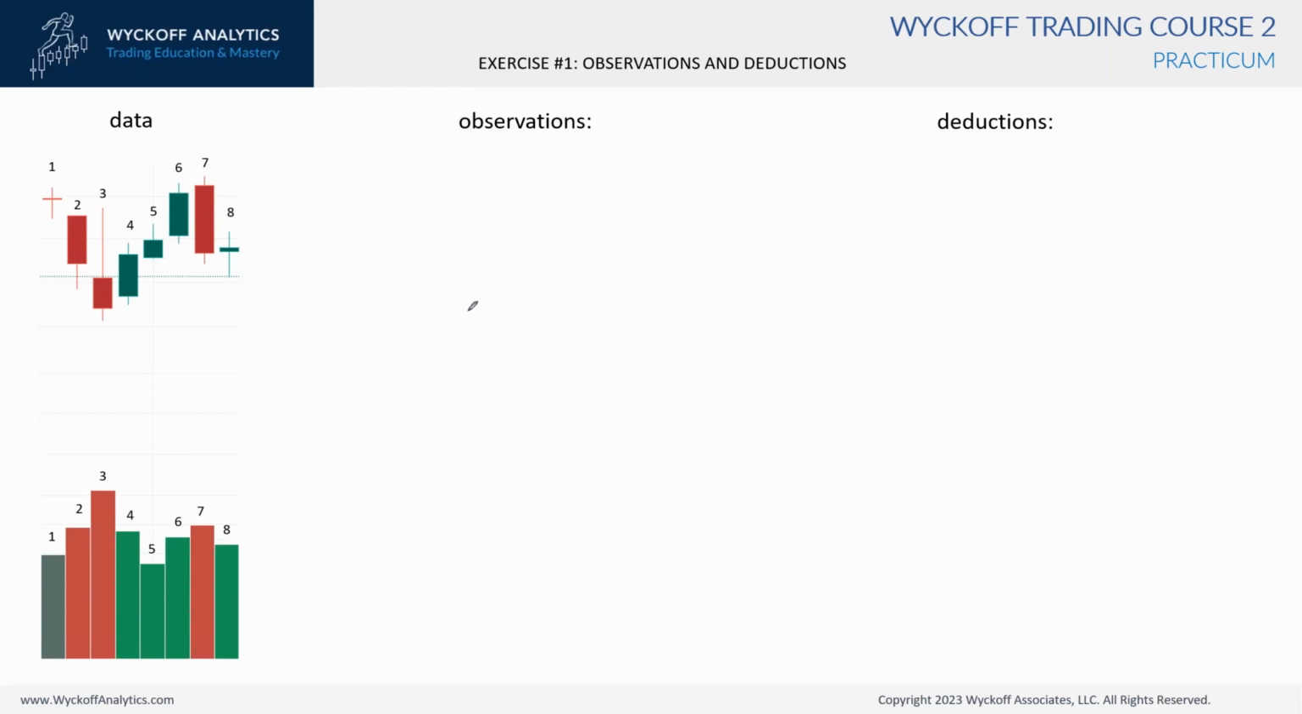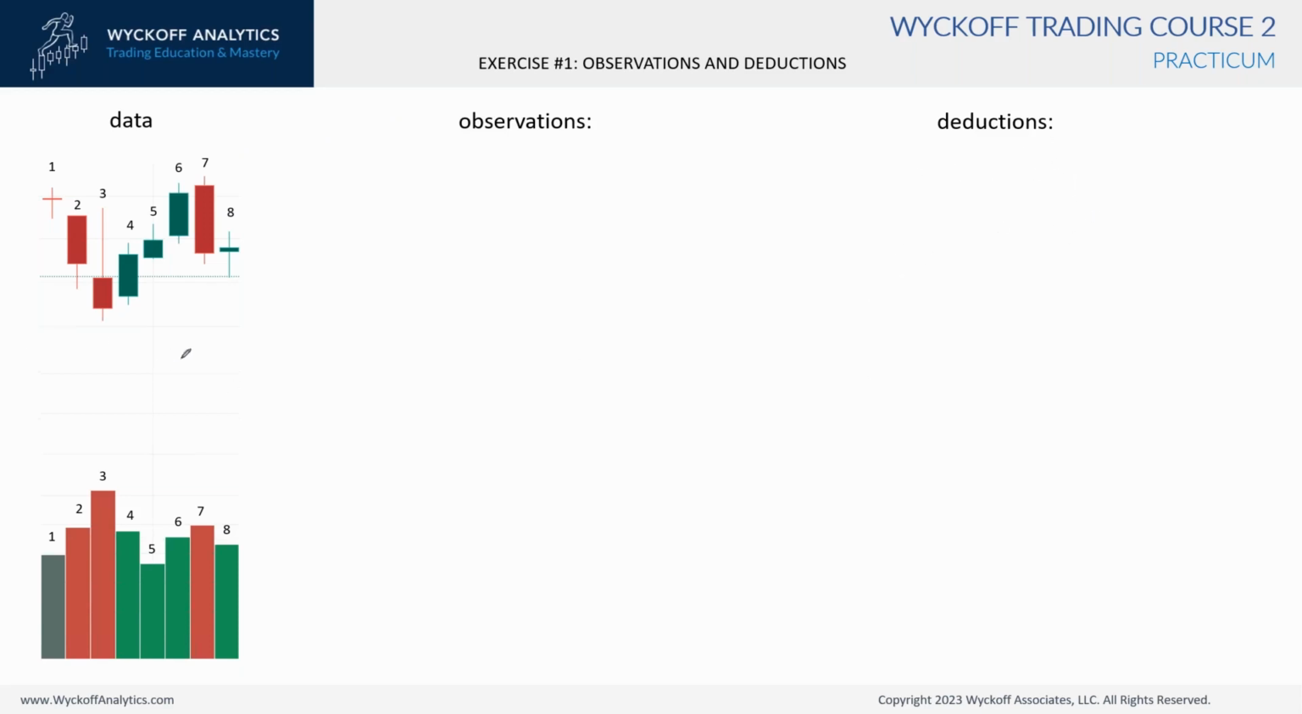Okay, so here's your exercise number 1 for this course. I'm giving you data points. Oh, the room analysis, yes. You need to give me all of the observations that you could make. We're going to go from left to right. Yes, the Wyckoff story unfolds from left to right. We're going to put all of the observations down, and then we're going to talk about deductions from those observations.